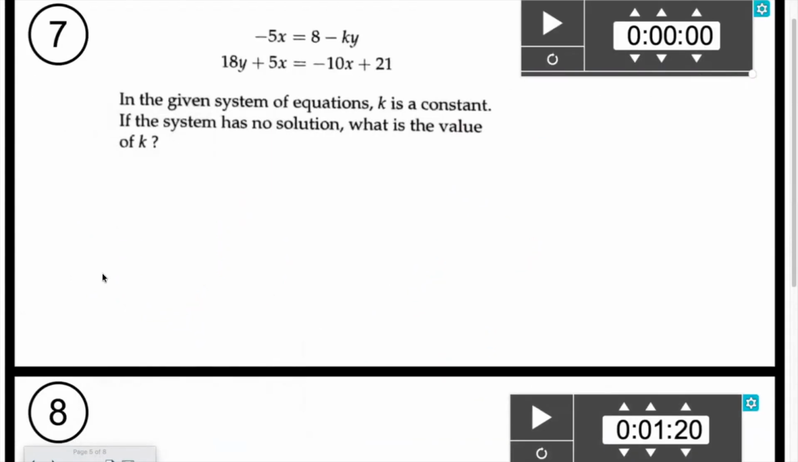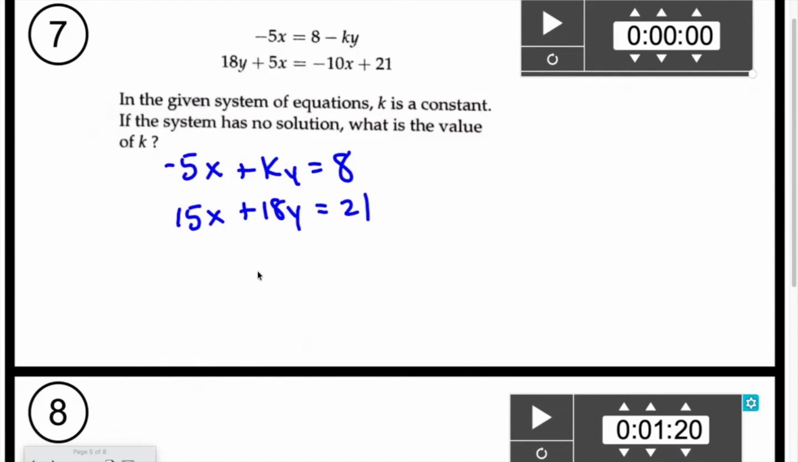All right. So this one I chose to do the standard form way, just because I thought I could get them both easily in standard form, whereas the last problem I just felt it was easier to get it in slope intercept form. And I could do that by just adding the ky over. So I just get negative 5x plus ky equals 8. And then this one, I just add the 10x over, and I'm going to put that first. So 15x plus 18y equals 21.